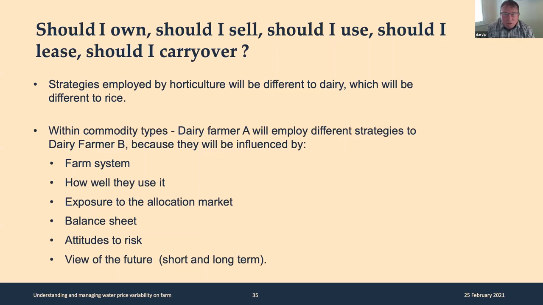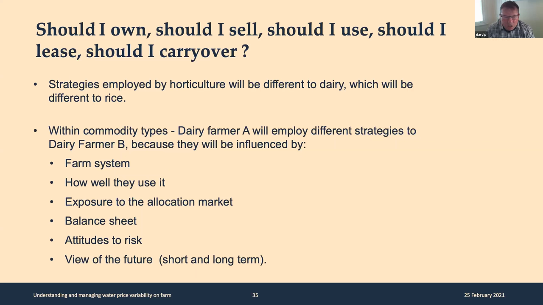So what should I do? Should I sell, own, lease, carry over? Well, certainly the strategies that will be employed, as I've said, will be different. Horticulture will be different to dairy, which will be different to rice. And within commodities too, there will be differences in what people do. So dairy farmer A versus dairy farmer B, they'll have different farming systems. We didn't really used to have different farming systems. We were all the same, but now we're all quite different.